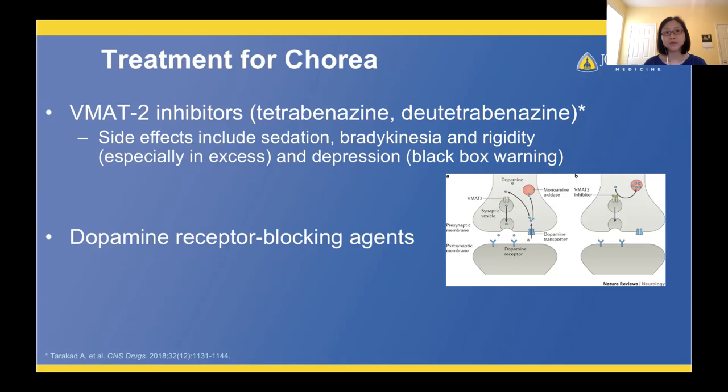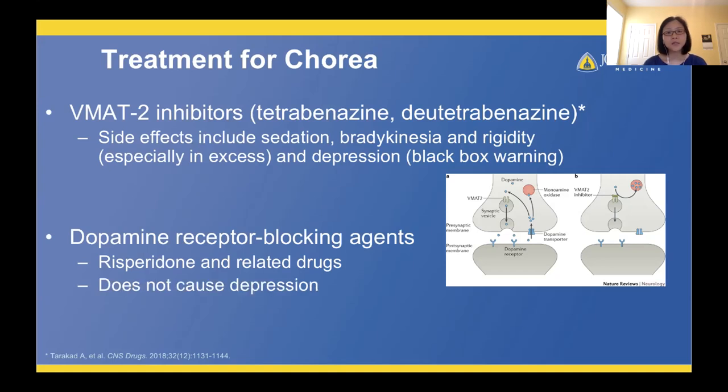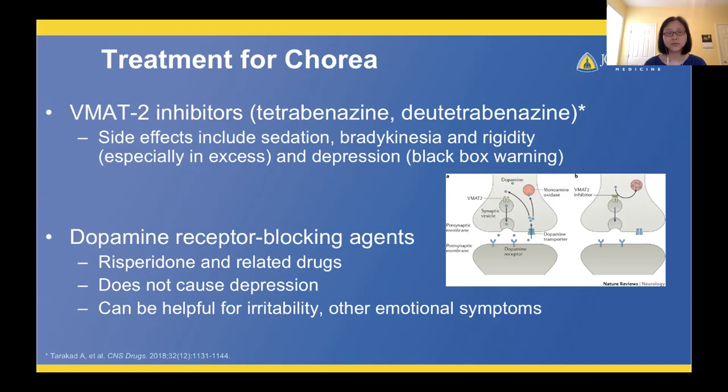Now, another option for chorea is other dopamine receptor blocking agents. A very commonly used one is risperidone and related drugs. And it doesn't cause depression. And another potential advantage is that it can be helpful for irritability and other emotional symptoms. So if a patient has chorea and irritability, that would be a good case to use risperidone to really address both issues.